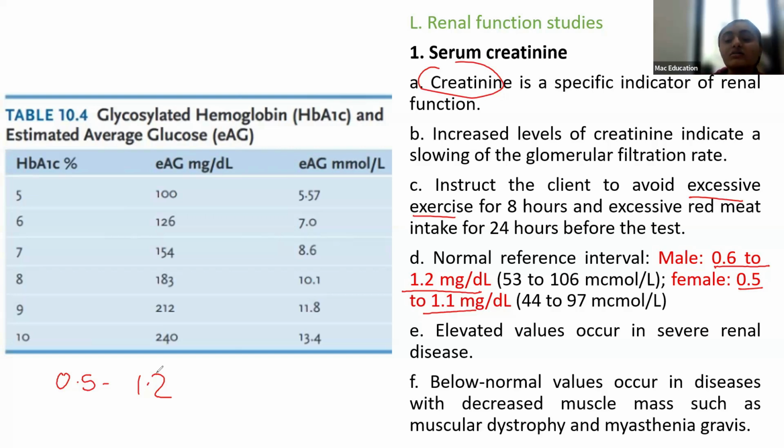Below normal values occurs in the diseases with decreased muscle mass such as muscular dystrophy and myasthenia gravis. क्रिएटिनिन कब कम होगा ब्लड में? तो कोई ऐसी डिजीज हो जिसमें मसल मास ही कम हो जाता है, because हमने अभी देखा कि मसल इज द मेजर सोर्स, is majorly formed by the proteins, और जब भी हम यूज करते हैं मसल्स, उसमें से क्रिएटिनिन रिलीज होगा, प्रोटीन रिलीज होगा.